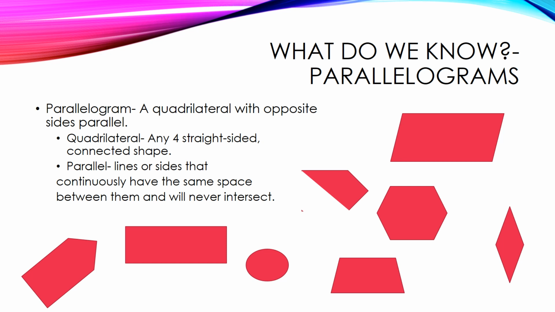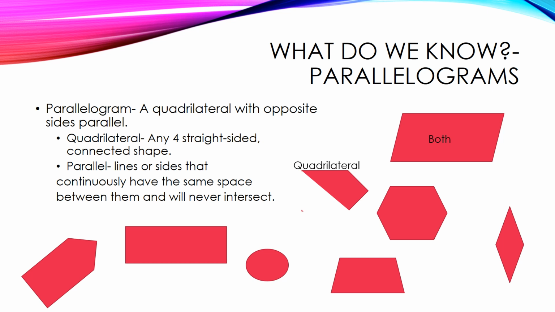So, parallelogram. What do we know about parallelograms? A parallelogram is a quadrilateral with opposite sides parallel. Quadrilateral means any 4 straight-sided connected shape, and parallel means lines or sides that continuously have the same space between them and will never intersect. So we're going to start off with the basic shape of a parallelogram, which is both parallel and a quadrilateral.